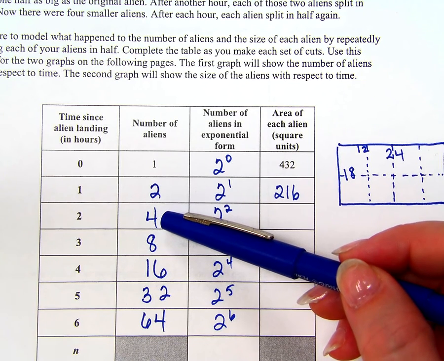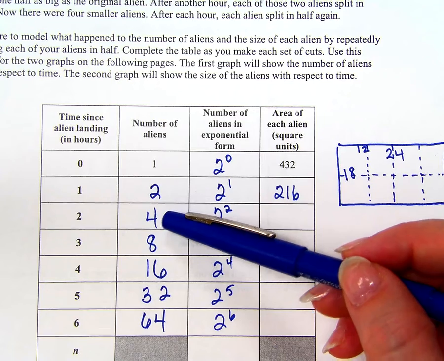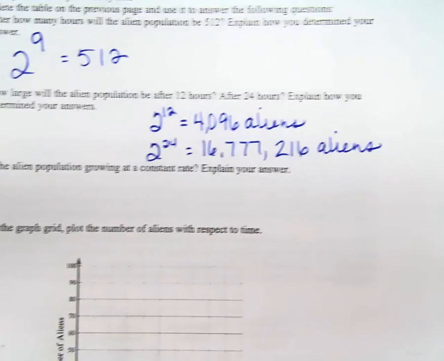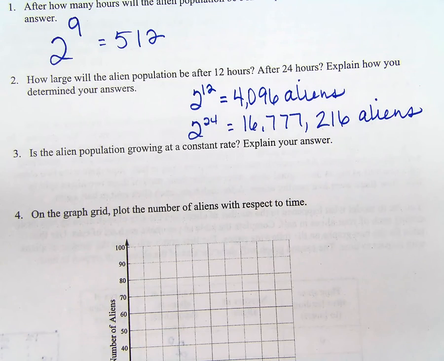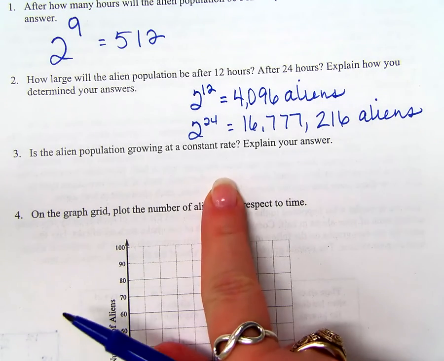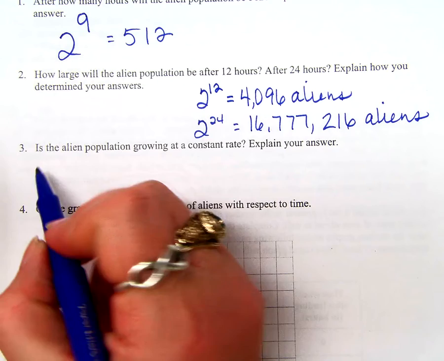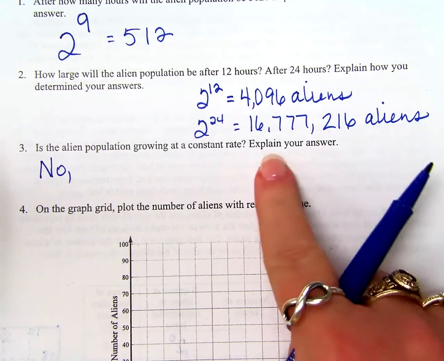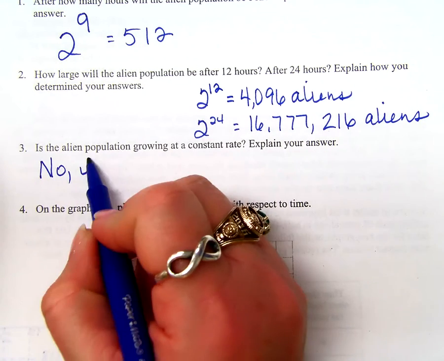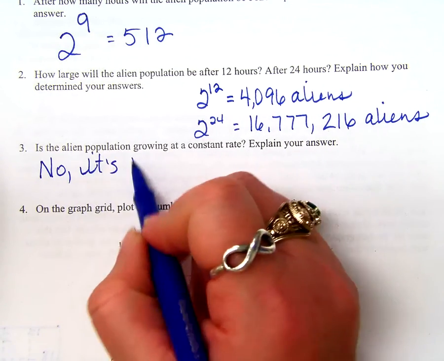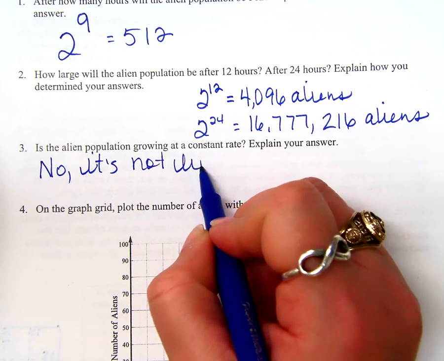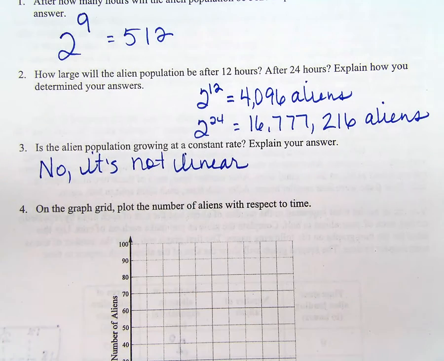A constant rate would be a linear function, wouldn't it? Because what did we usually call that constant rate? A slope, right? So is it growing at a constant rate? To answer that first, no. And what's the reason? It's not linear. Good. It's not linear.